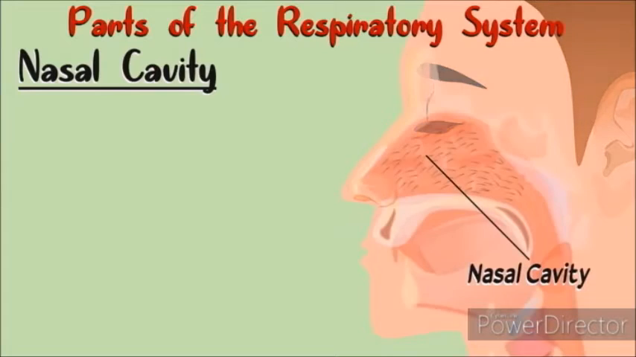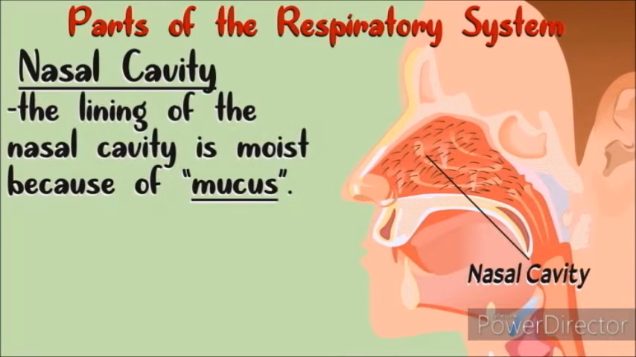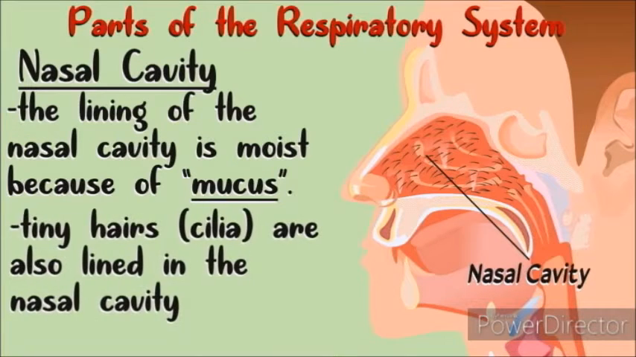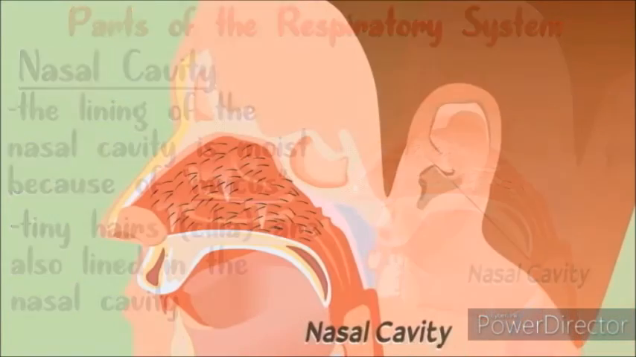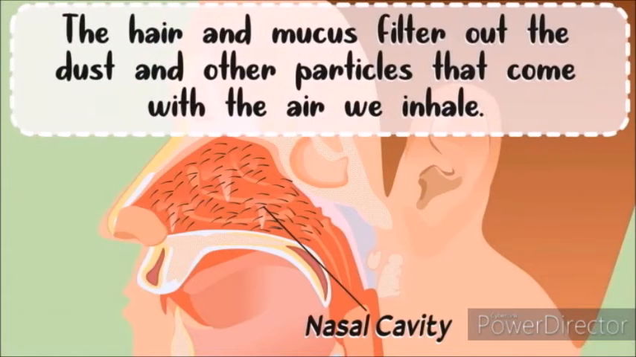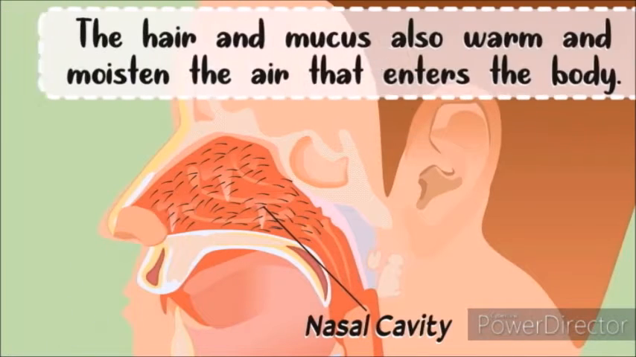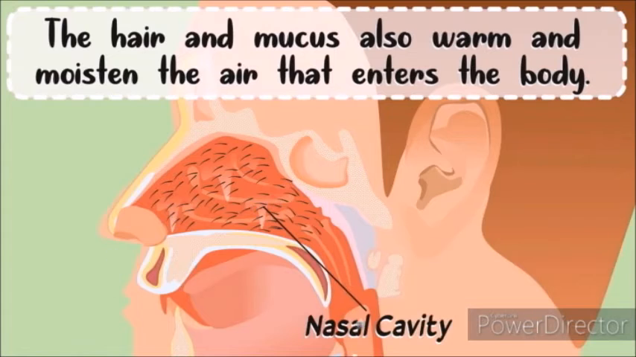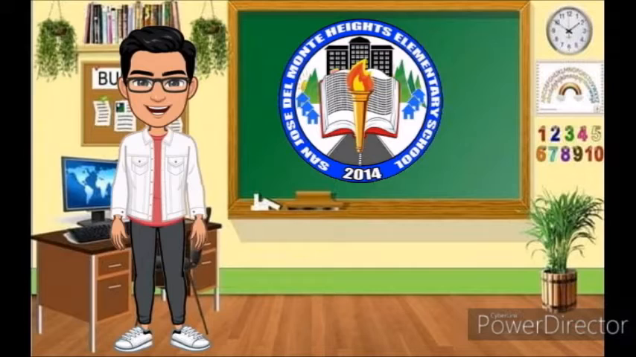This is the nasal cavity. The lining of the nasal cavity is moist because of mucus. Tiny hairs or cilia are also lined in the nasal cavity. The hair and mucus filter out the dust and other particles that come with the air we inhale. The hair and the mucus also warm and moisten the air that enters the body. We normally breathe through our nose and not through our mouth.